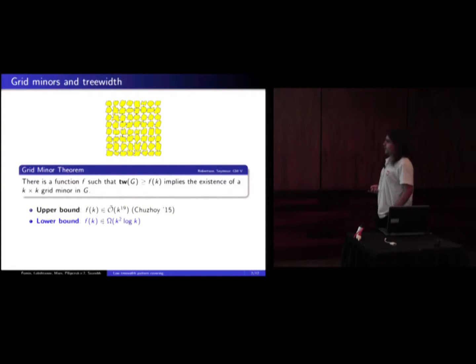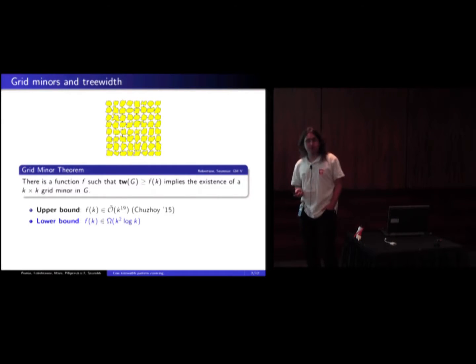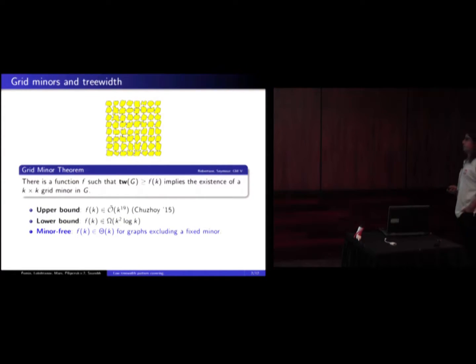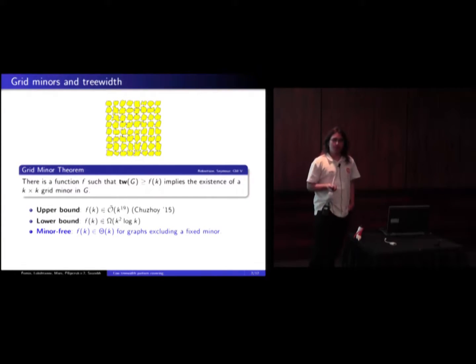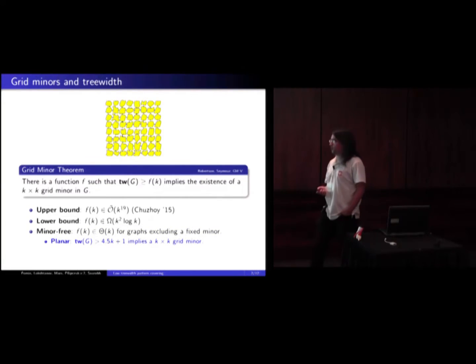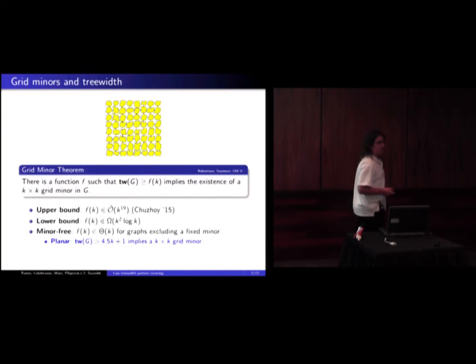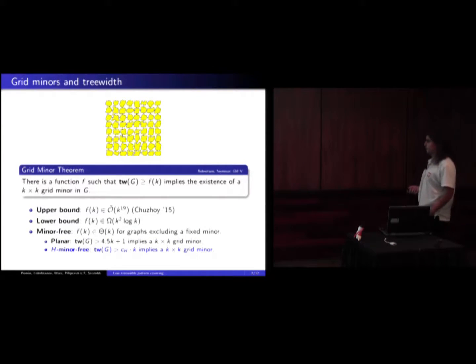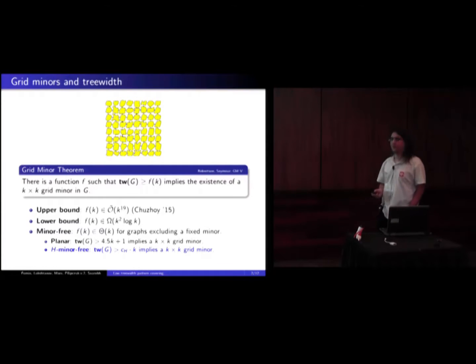We cannot expect in general to have a linear dependence on the size of the grid minor, as there is a k squared log k lower bound. However, if we assume something more about the graph, for example, that it is somehow topologically constrained, for example from a class that excludes some fixed graph as a minor, then we actually have a linear bound. More precisely, if you assume that the graph is planar, then already having treewidth at least roughly 4.5k forces the existence of a k times k grid minor, and more generally, if we exclude some graph H as a minor, then already having linear treewidth implies the existence of a large grid minor.